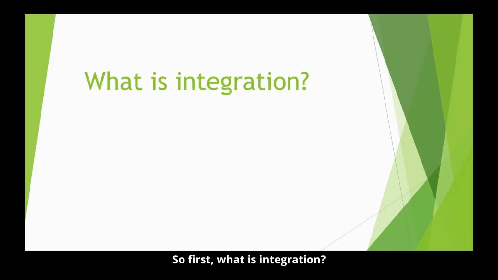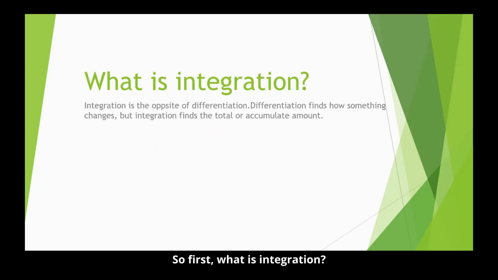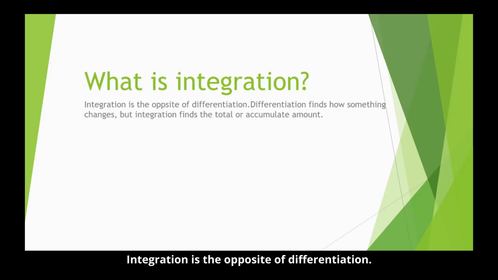So first, what is integration? Integration is the opposite of differentiation. Differentiation finds how something changed, but integration finds the total or accumulated amount. Integration is like adding many small pieces together. In real life, if you know your speed while driving, integration can help you find the total distance while driving.